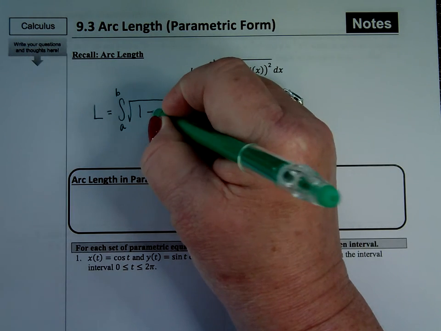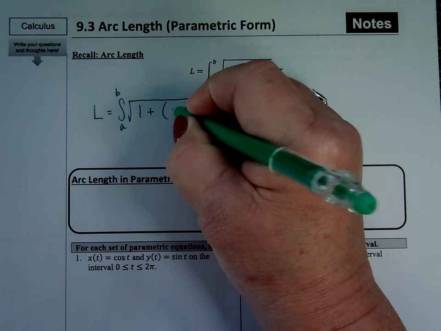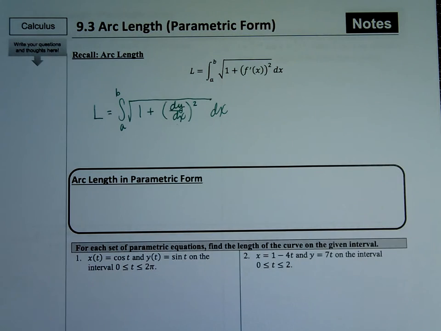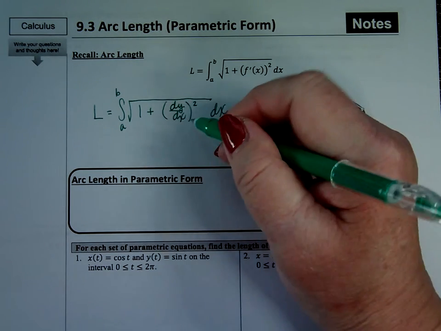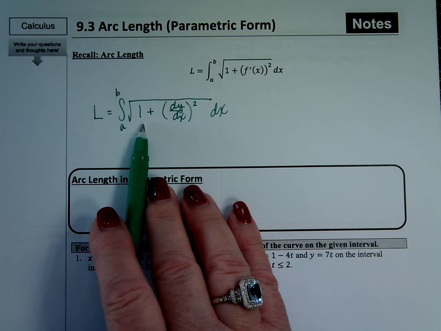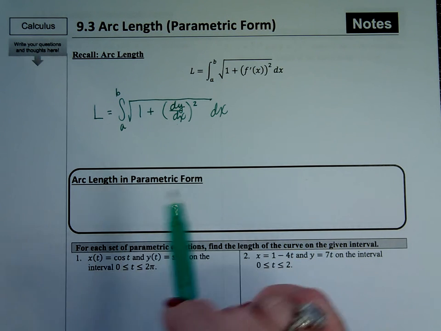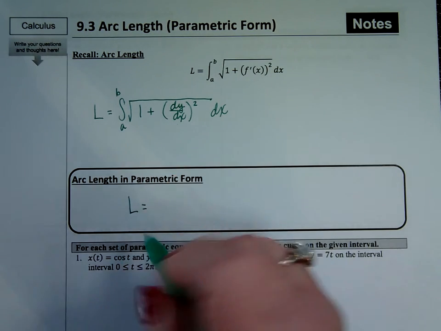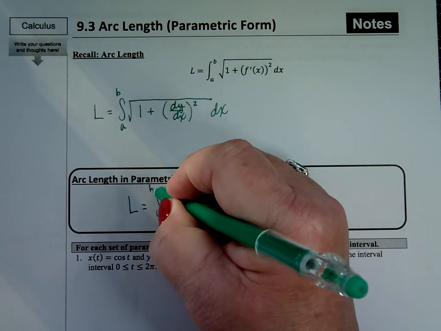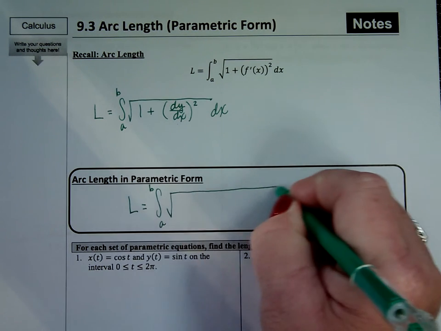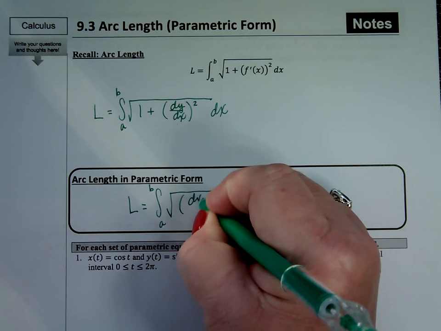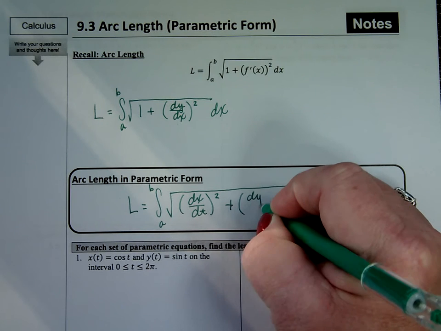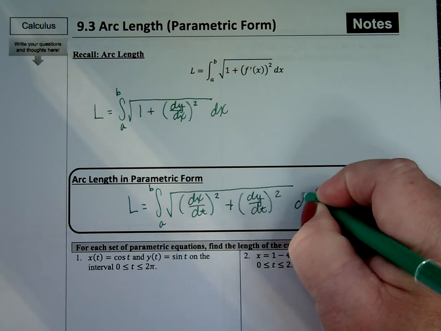But in our case, remember, we're doing parametrics. So our f prime of x is actually, we call it dy over dx, and we square it. And that's with respect to x. If you take that and you adapt it, you get common denominators, you're going to get a complex fraction, and then you end up working your way through this whole thing. It ends up to be that for parametrics, it adapts into this formula. The integral from a to b of the big old square root of dx over dt squared plus dy over dt squared dt with respect to t.